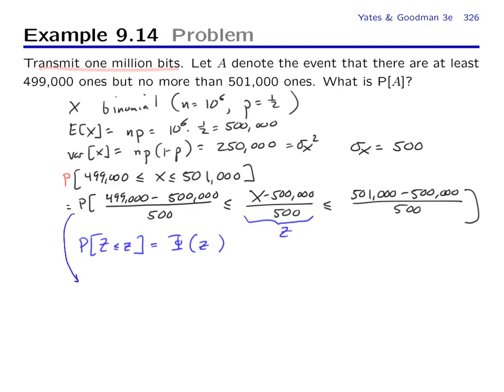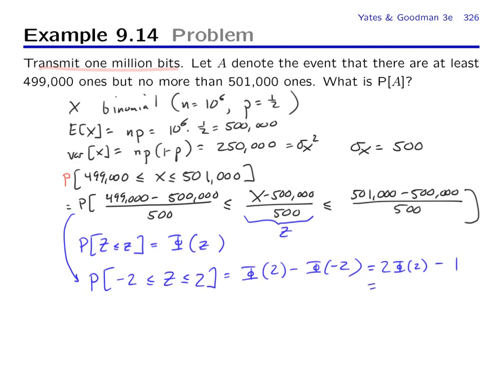So now our probability becomes the probability that Z is between -2 and 2, and that's equal to, of course, phi of 2 minus phi of -2, which can be simplified to 2 phi of 2 minus 1. If you get out your phi table and look up phi of 2, or peek ahead to the next slide, you'll see that this is about 0.95.